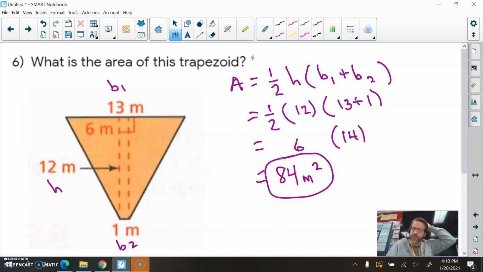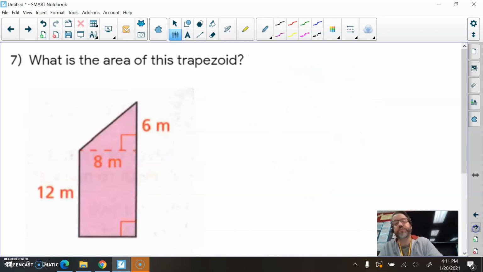Okay. So, and now again, you could have taken 12 times 14, which would be 168, and then divide that by 2 to find half of it. And that would give you 84 as well. Okay, so there you go. That's the area of that trapezoid.